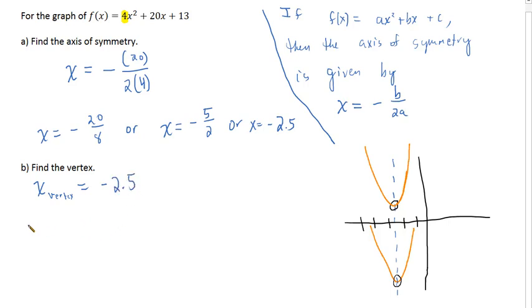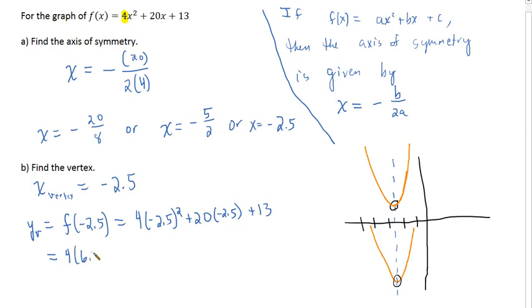Now to find the y-coordinate of the vertex, we take the x-coordinate of the vertex and substitute it into the function. So the y-coordinate of the vertex would be the function evaluated at negative 2.5, which is then 4 by negative 2.5 squared plus 20 by negative 2.5 plus 13. And we follow the order of operations. 2.5 squared is 6.25. So I have 4 by 6.25 plus 20 times negative 2.5 plus 13.